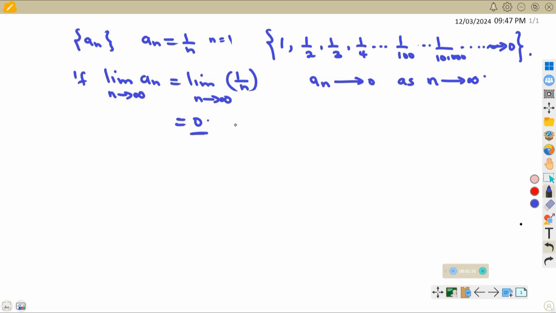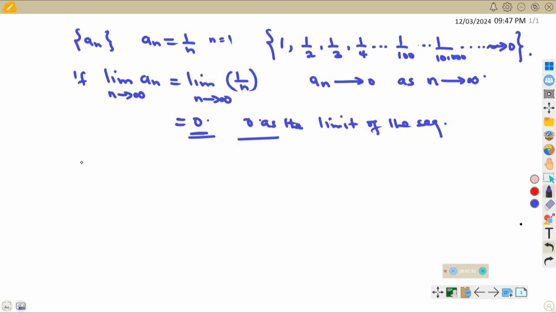So for that case, we call 0 the limit of the sequence. So 0 is said to be the limit of the sequence. So that is how we can easily tell the limit of the sequence.